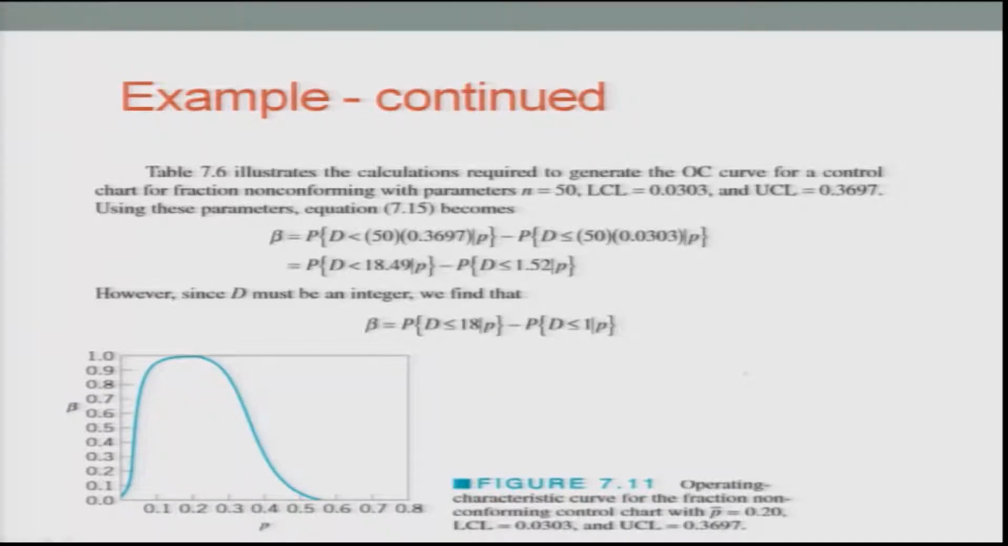However, since D must be an integer, we try to find out what the value of beta is. So the operating characteristic curves for the fraction non-conforming control charts, with the value of p-bar being 0.20, the lower control limit 0.03 and the upper control limit 0.3697, can be commented on accordingly, depending on the sample size and how the work can be done.